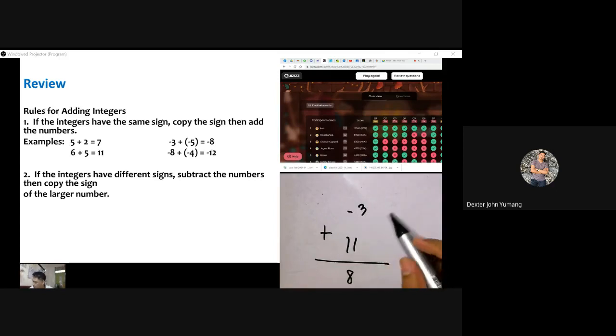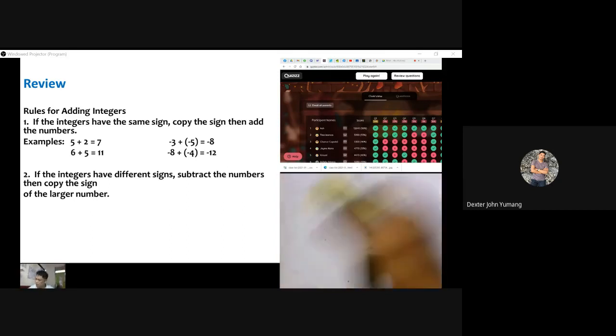Then, sino mas malaki? Si 11 ba or si 3? Si 11, of course. Anong sign ni 11? Invisible positive. So, that is positive 8. And positive 8 can be written as invisible 8. Invisible positive 8. Yun lang po siya. Okay, next.